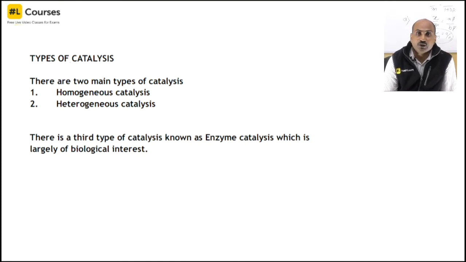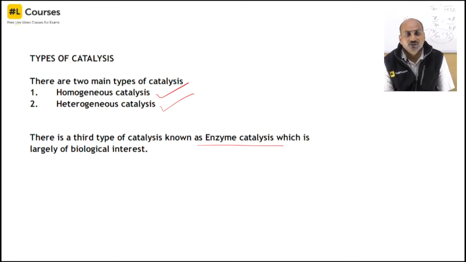That is the reason. So, chemically we talk about two types of catalysis: the first is called homogeneous catalysis, and the second we call heterogeneous catalysis. The third type of catalysis which I mentioned is called enzyme catalysis. This has been of much interest with respect to biological systems.